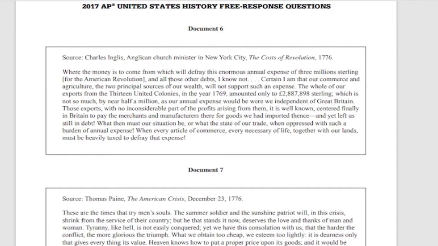An Anglican church minister in New York, they're just hitting all the colonies. They got Pennsylvania, Massachusetts, Carolina, Virginia, New York. They got all the colonies here.